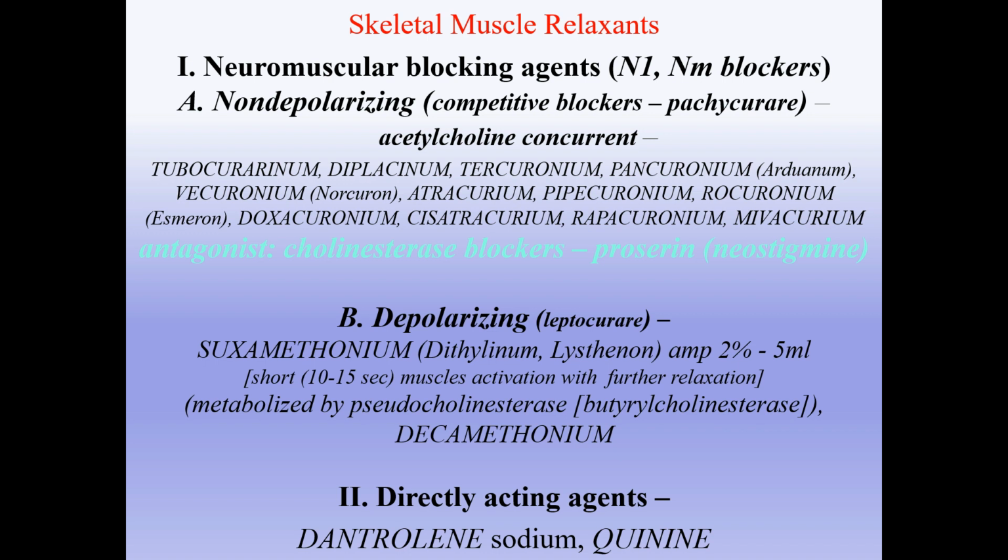The antagonist of them is prozerine, or in other words, neostigmine. It is a cholinesterase blocker. Depolarizing, leptocurare: suxamethonium and decamethonium. They are metabolized by pseudocholinesterase. And the second group, directly acting agents, are dantrolene sodium and quinine. The explanation about them will be in the next slides.